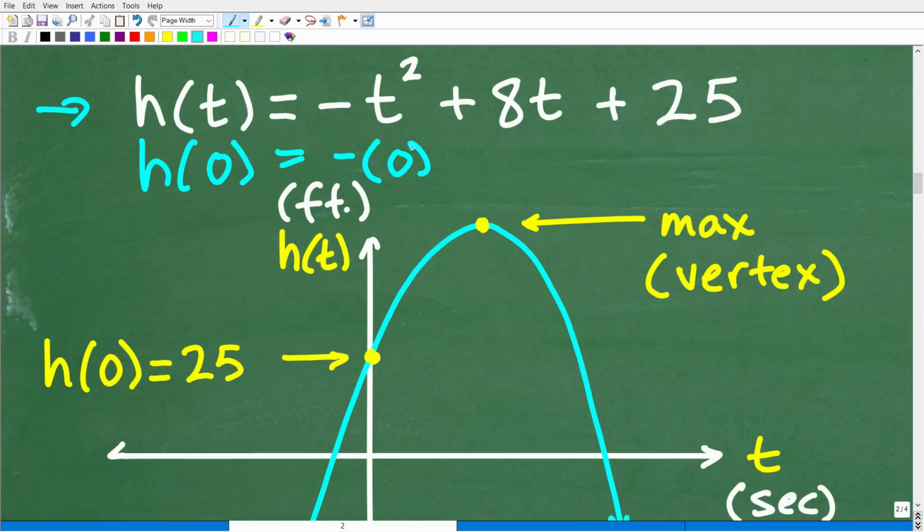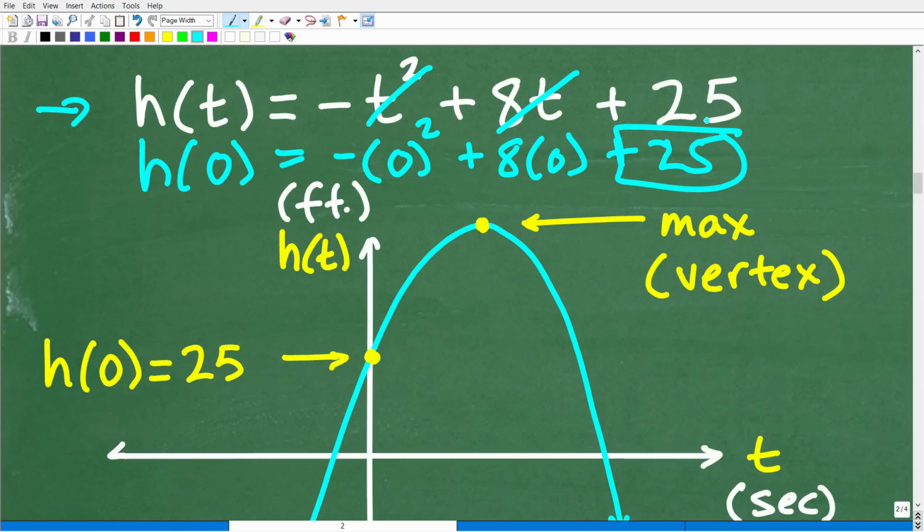So this is going to be negative 0 squared plus 8 times 0 plus 25. We're replacing the t with 0. Okay, so all this right here is going to get wiped away because we've got 0 squared. That's 0. 8 times 0 is 0. So at time 0, the height is 25.